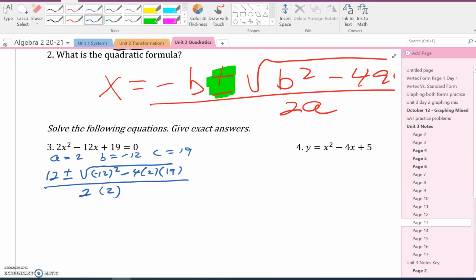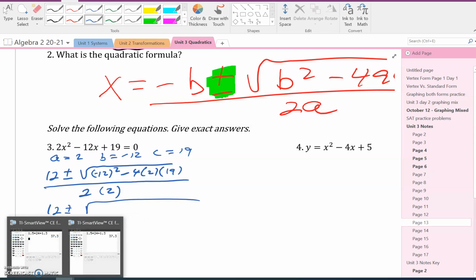So, make sure you're using the calculator here. I'm going to do what's underneath the radical here. So I get 12 plus or minus. I'm going to get my calculator out.